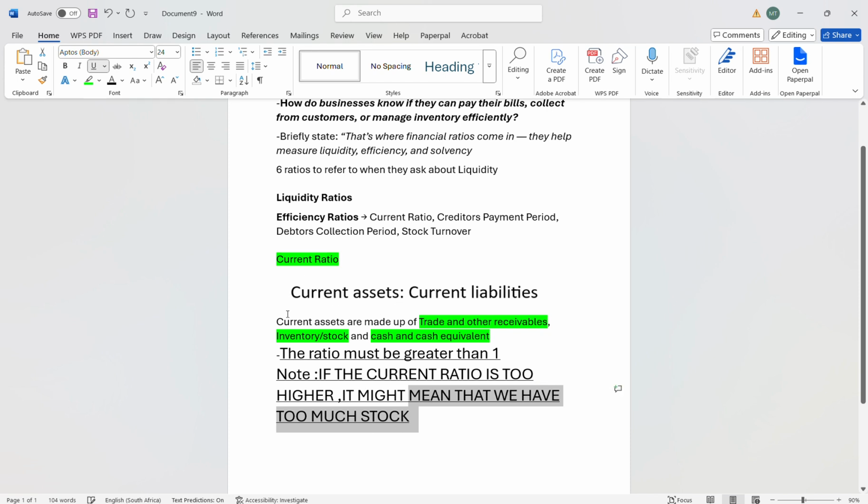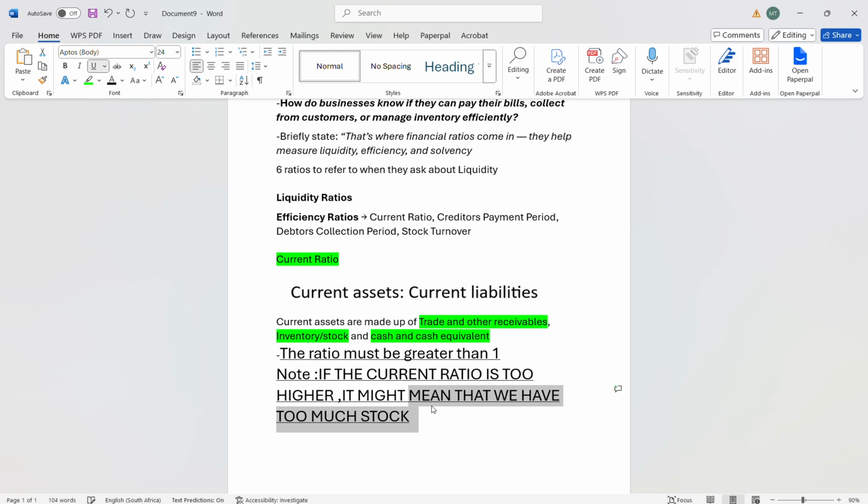Remember, in our current assets, we have inventory as part of our current assets. So if the current ratio is too high, like 5 is to 1, it might mean that we have too much stock, and it's not good to have too much stock on your shelves because it might be stolen, it might become obsolete. So make sure that you have a decent current ratio, like maybe 2 is to 1, 1.5 is to 1. As long as your current assets exceed your liabilities, you still remain liquid.